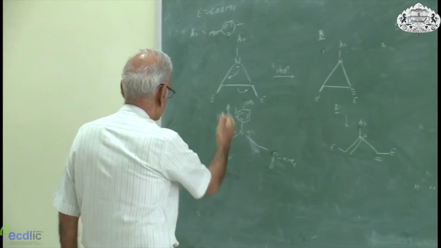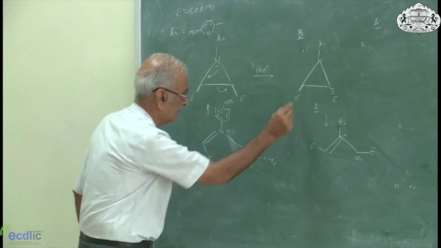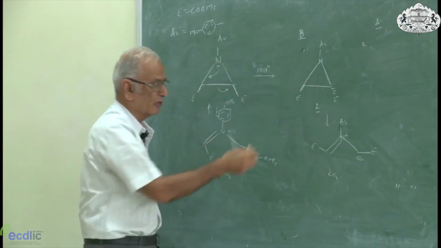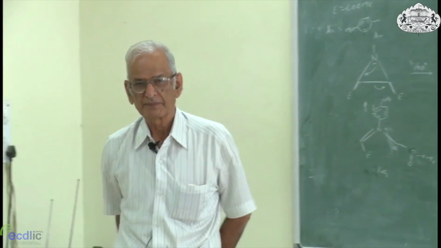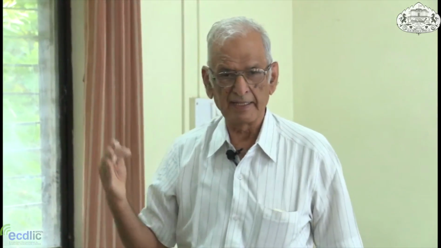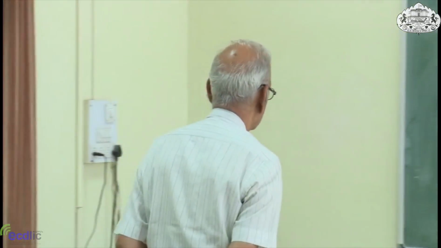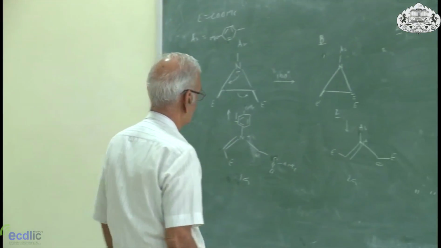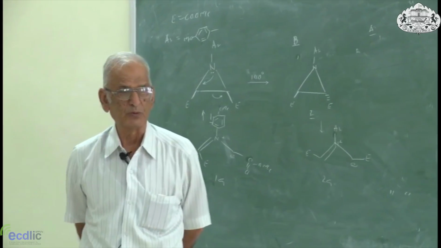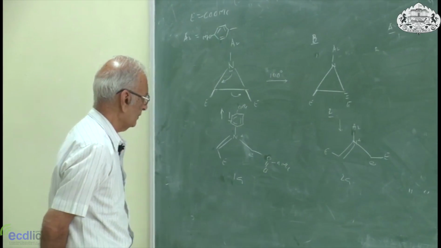So what is expected? 1 should give you 1A, 2 should give you 2A. When 2A goes back, it will give you 2. When 1A goes back, it will give 1. And we said in an earlier example, even if you do 2 million collisions, conrotatory, conrotatory, it never becomes disrotatory. So how does 1A go to 2? What is the picture now?